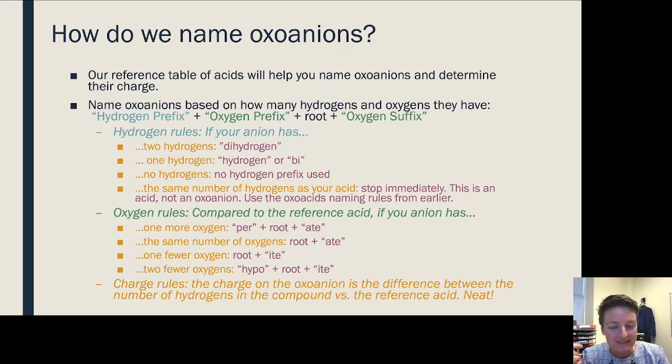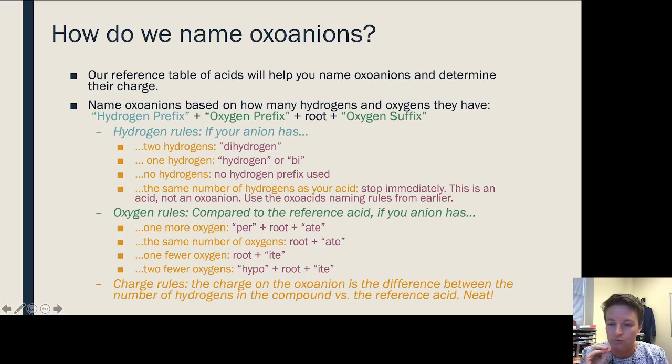But what if you happen to have the same number of hydrogens as your acid? You gotta stop immediately. That means that you have an acid, not an oxoanion, because that's going to be a neutral compound. And so you want to go back to your naming scheme for oxoacids.